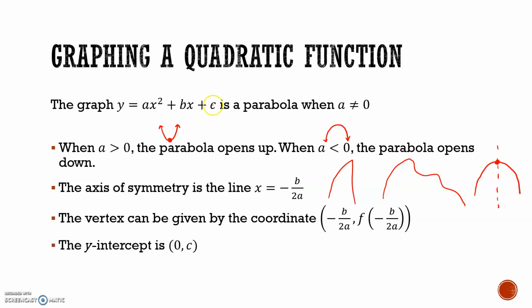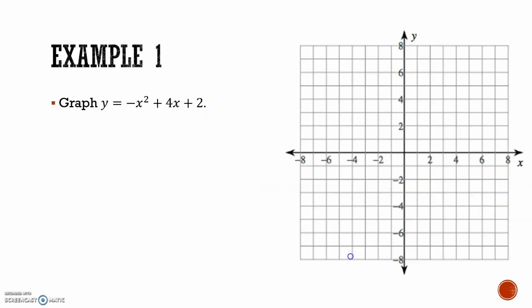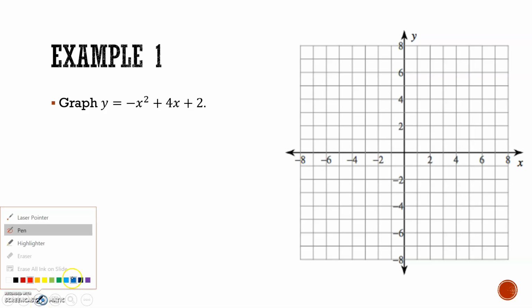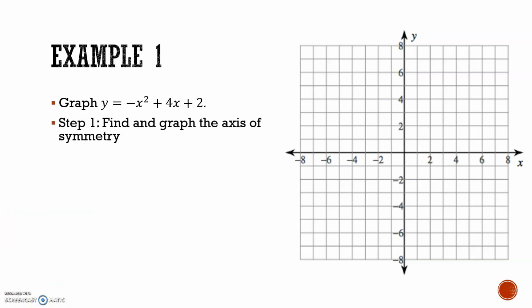And finally, the number at the very end is our y-intercept, which could come in very useful. So, graphing y equals negative x squared plus 4x plus 2. First of all, is it going to open up or down? Because the number in front of x squared is negative, it is going to open down. So that's a good place to start. But we're going to find and graph the axis of symmetry.